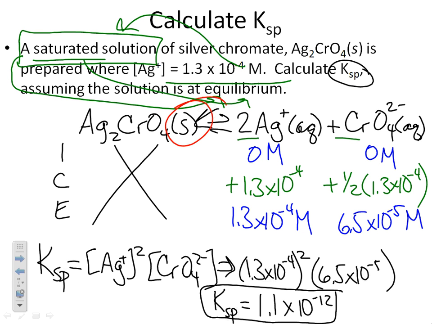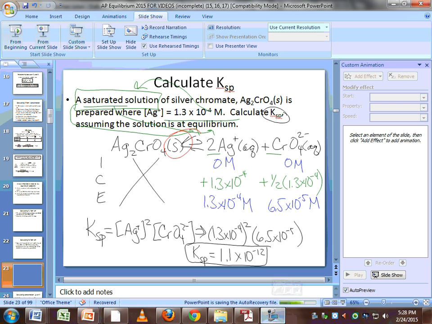So you expect to get a very small number here, meaning that we don't have a lot of silver ion or chromate ion in solution because it's insoluble. Not much of it dissociates. That's why it's called KSP. So these are a couple extra examples that will hopefully help you when you look at the problem set in class.